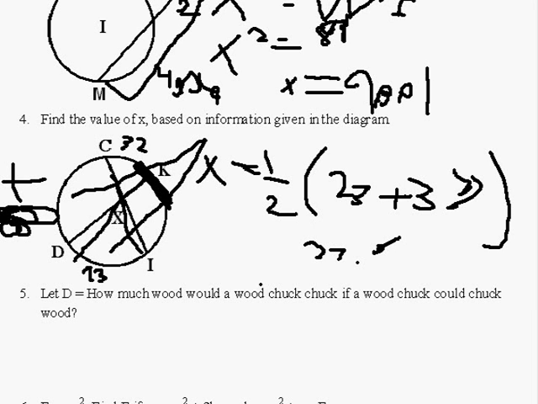Now on to the next question. Number 5. Let D equal how much wood would a woodchuck chuck if a woodchuck could chuck woodies? Woodies.